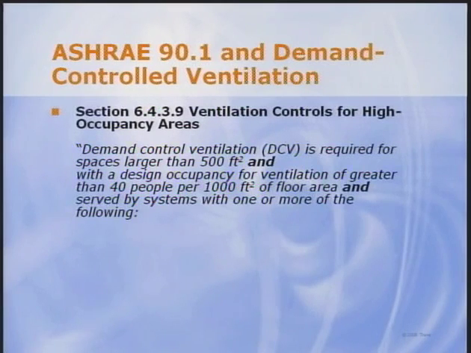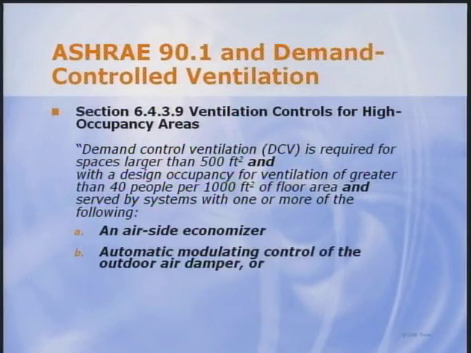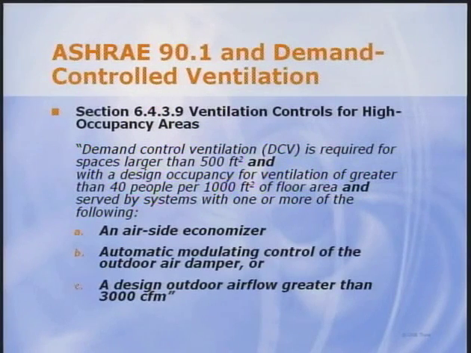When a space is larger than 500 square feet and has a design occupancy of greater than 40 people per 1,000 square feet, that's 25 square feet per person, then we have to examine the system. If the system has one or more of these, an air side economizer, or an automatic modulating outdoor air damper, or a design outdoor airflow greater than 3,000 CFM, then that space is required to have demand control ventilation.